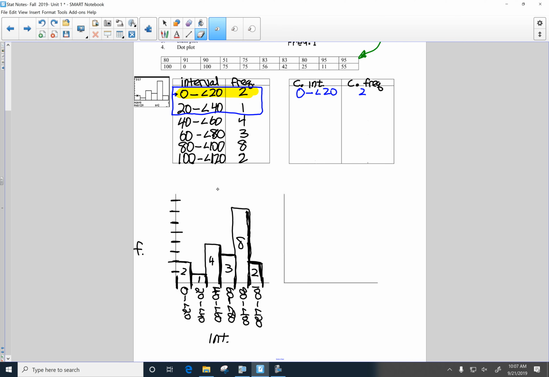All right? Now, I need to condense that into one row of my new table. I don't want to write 0 to less than 20, and also, by the way, now I have 20 to less than 40. What I can say is, well, if I have 0 to less than 20, and I also have 20 to less than 40, don't I really just have 0 to less than 40? I got them all together. So my next interval is going to be 0 to less than 40.